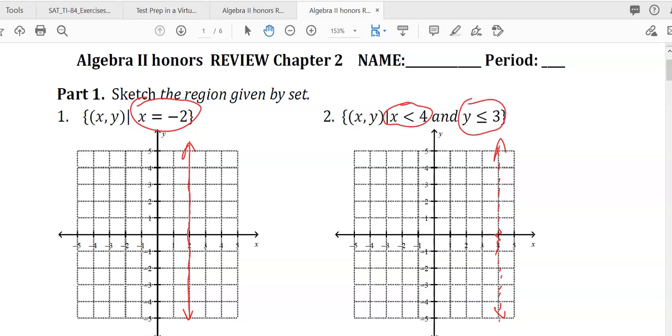So y is less than or equal to 3. That's a horizontal line. Solid. So I need to shade below because that's less than. So below the horizontal line, that's less than, which means to the left, or smaller than the vertical line at 4, so all of this area would be shaded.